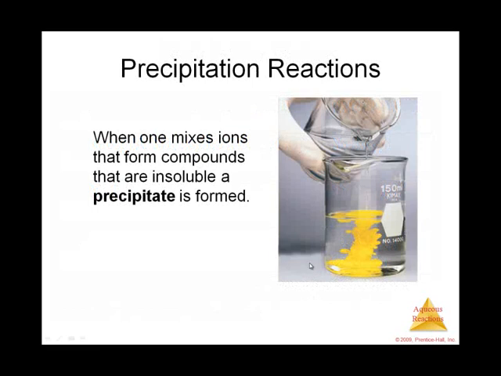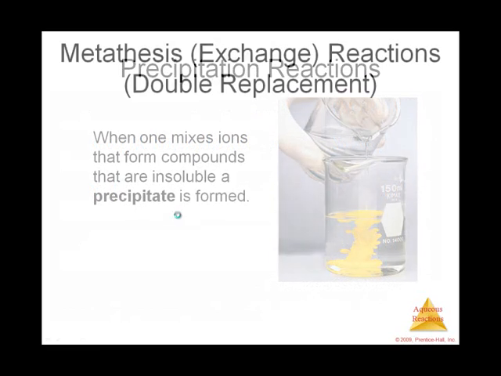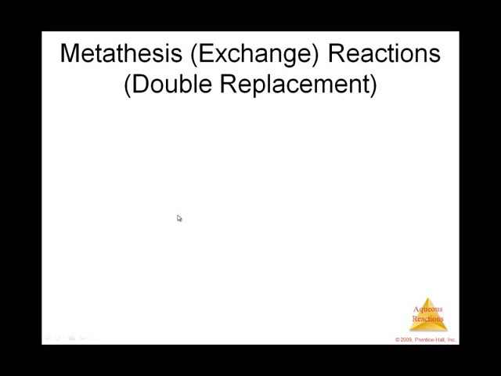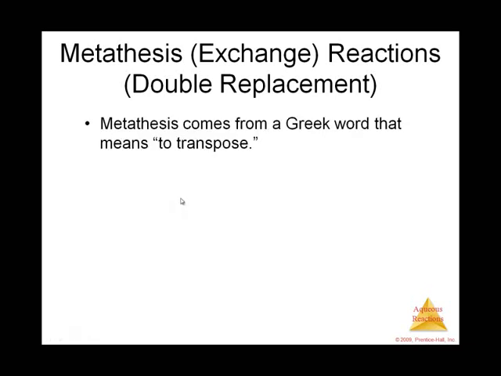Okay, precipitation reactions. It's when we mix 2 aqueous solutions of ionic compounds and a solid forms. This is called a precipitation reaction. And it's actually sometimes also called a metathesis, an exchange, or a double replacement. Okay, so metathesis means to transpose. And a double replacement reaction requires some driving force to proceed.